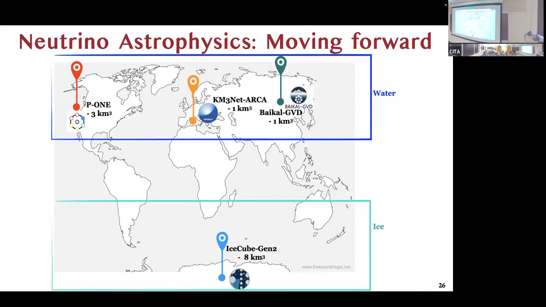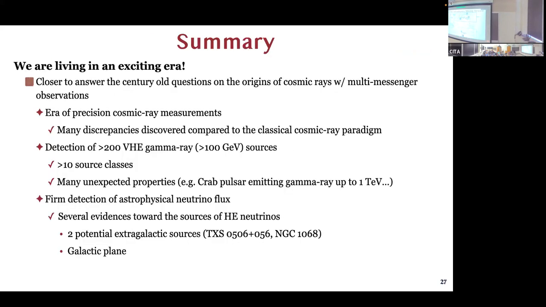IceCube is obviously under the ice, and these 3 detectors are under the water. And water is really nice because the light is scattered less in the water than in ice. What that means is your neutrino angular resolution will be about 10 times better for the water Cherenkov detector. And that means your background will be smaller. So there is a good chance that these detectors may start to see something. So that would be an interesting thing to look at.